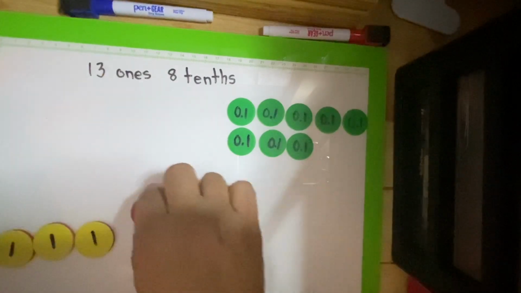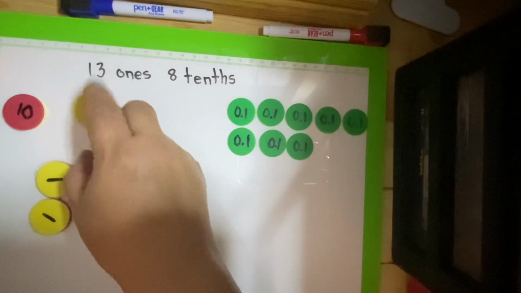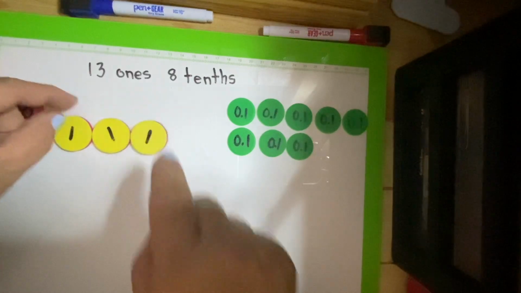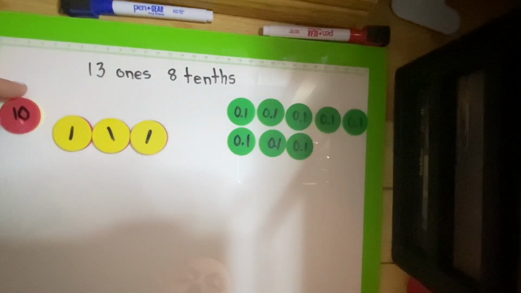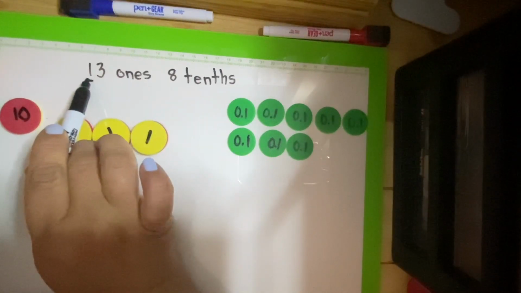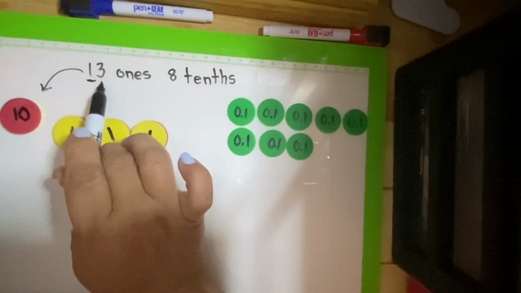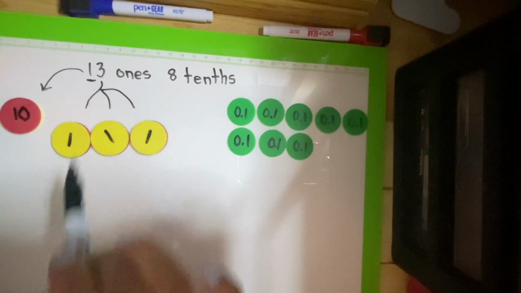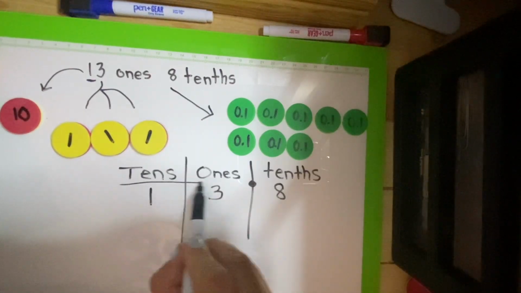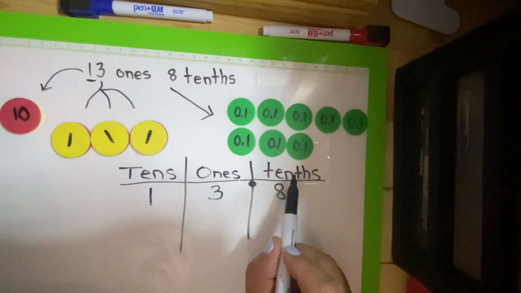now I have 1 ten, 3 ones, and 8 tenths. And that's exactly what we see right here. 1 ten, 3 ones, and 8 tenths.